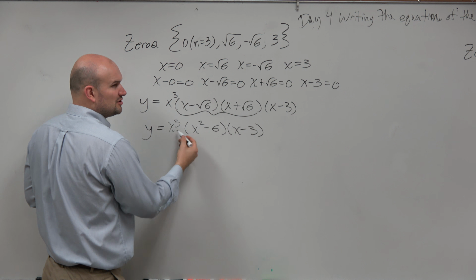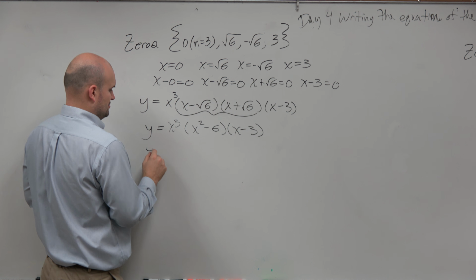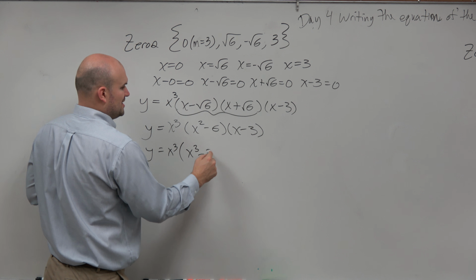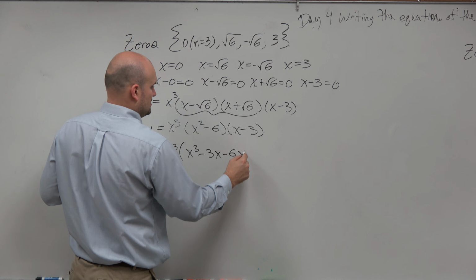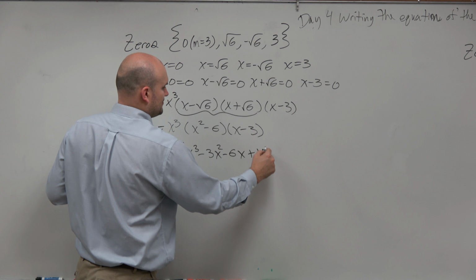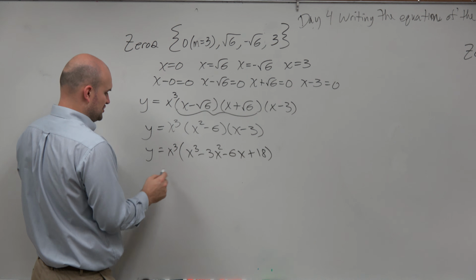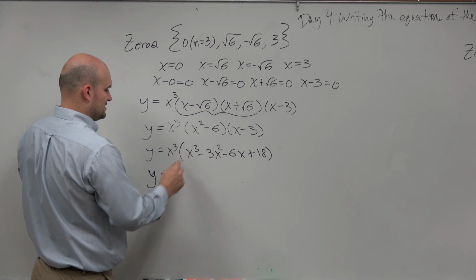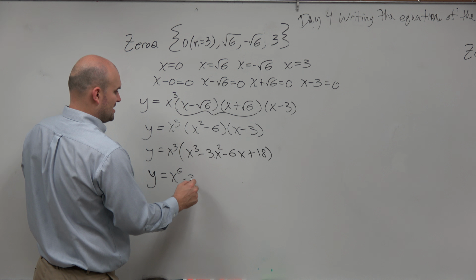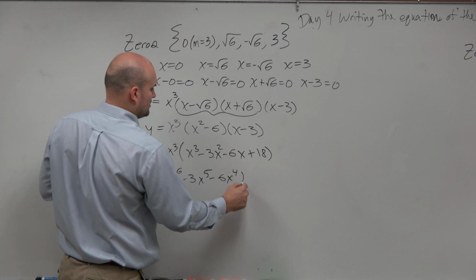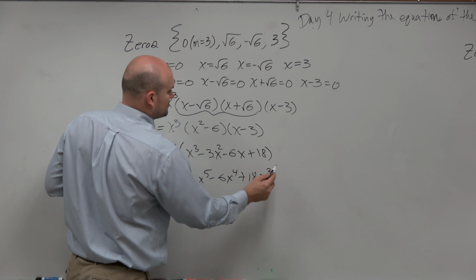So now, all we really need to do is multiply these two binomials, which is not too bad. That gives me x cubed minus 3x squared minus 6x plus 18. Then I distribute the x cubed. I don't need to combine, so I'll just multiply by the x cubed. x to the 6th minus 3x to the 5th minus 6x to the 4th plus 18x cubed.